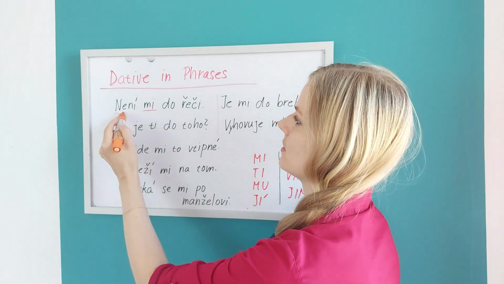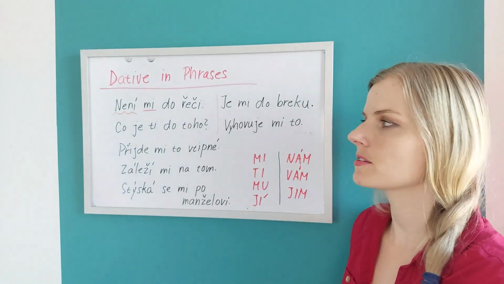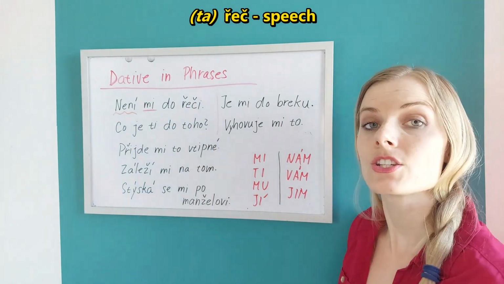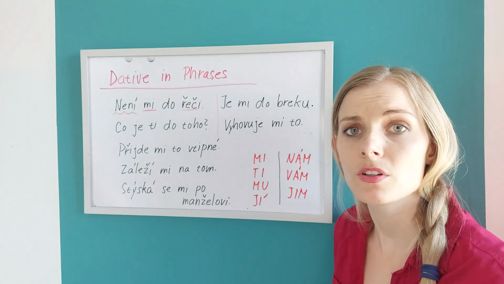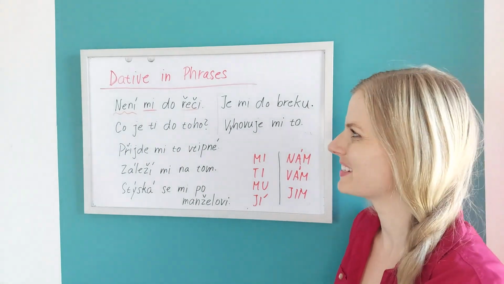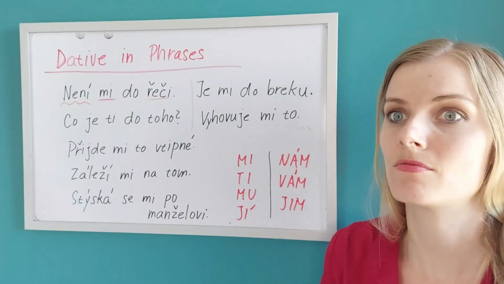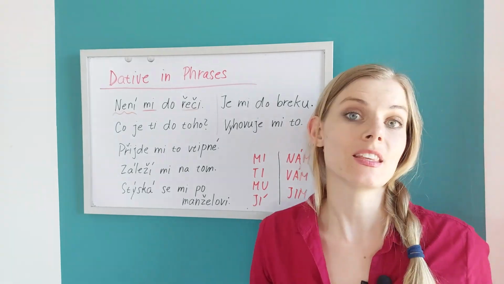The verb is here. Není, it isn't. Then we have řeč. Řeč means speech. That is actually the genitive case. I'm not gonna get into the literal translation. I don't feel like talking. Není mi do řeči.